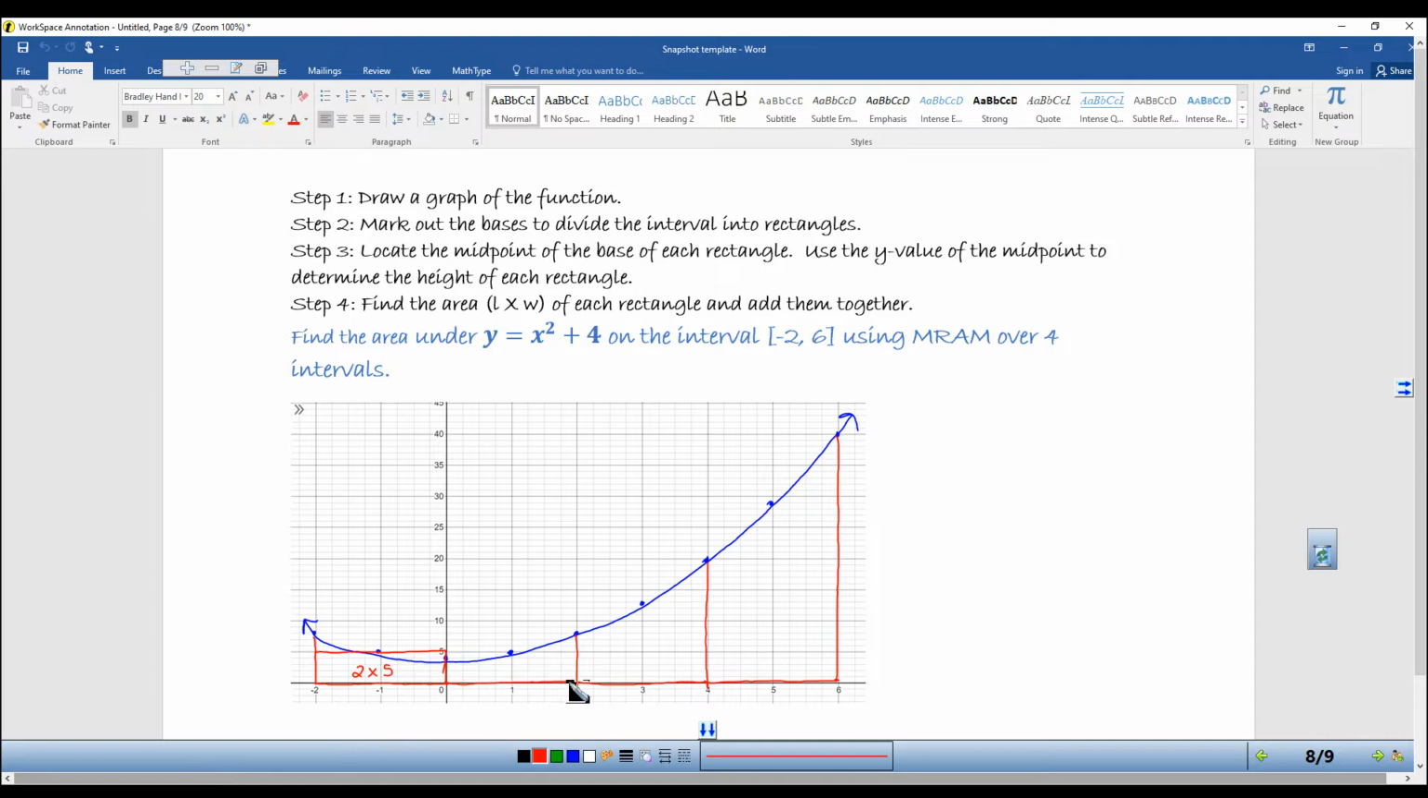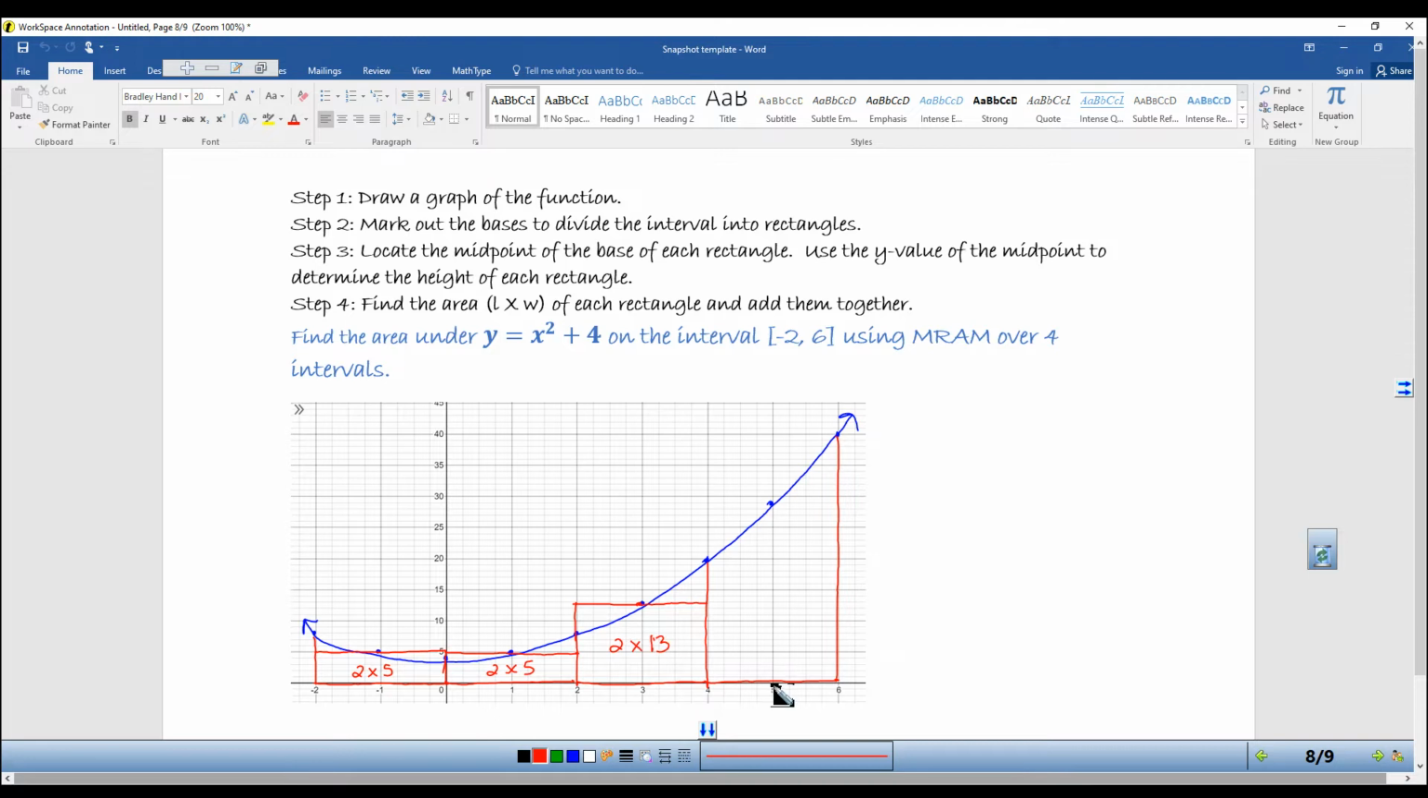Next one, the midpoint is 1. And again, the y value at 1 is 5. So this is also a 2 by 5 rectangle. This next one, the midpoint is 3. So I go up. Remember, 3 squared plus 4 was 13. So I go up to my 13. I have to extend this left-hand side a little bit to make my rectangle. So again, this is 2 wide and 13 tall. So it's a 2 by 13 rectangle.